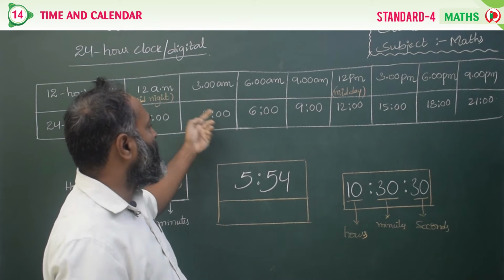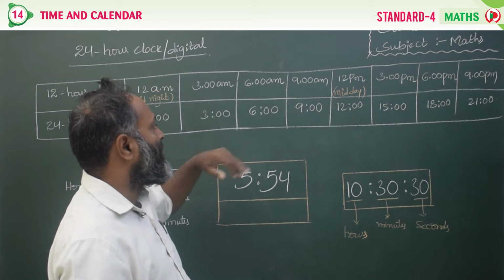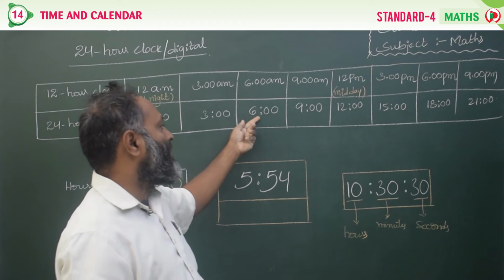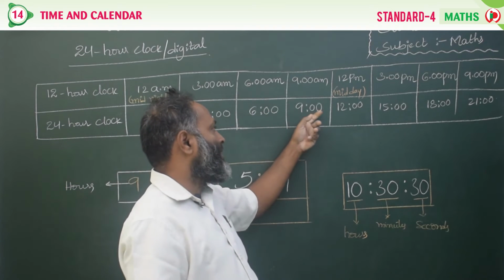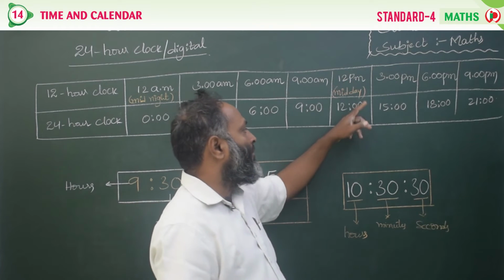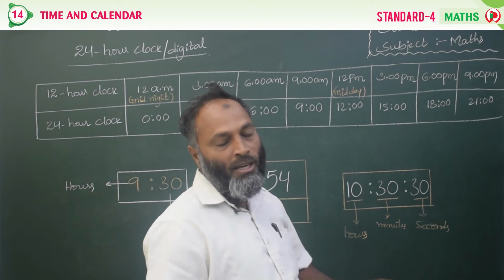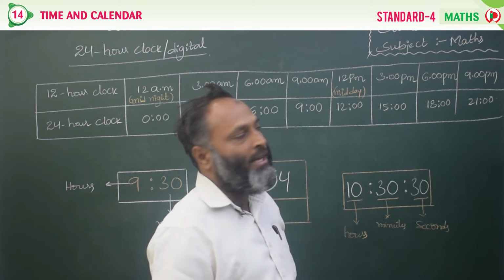Whenever AM is given, we should take it as it is. 3 AM is 300, 6 AM is 600, 9 AM is 900, and 12 PM means 1200. Till 12 noon, we should take the time the same as it is.